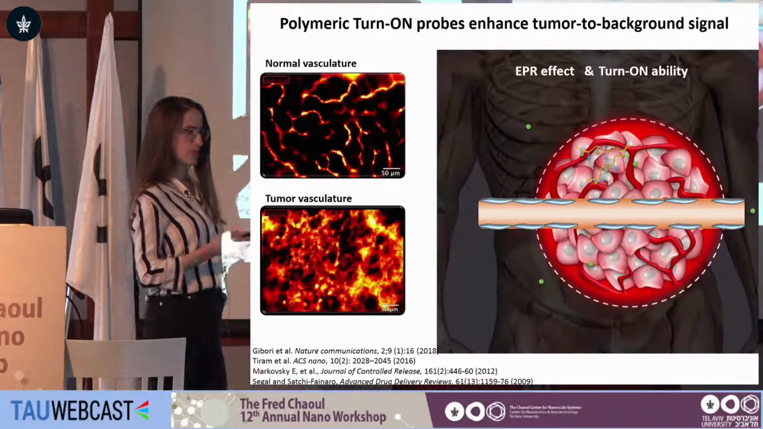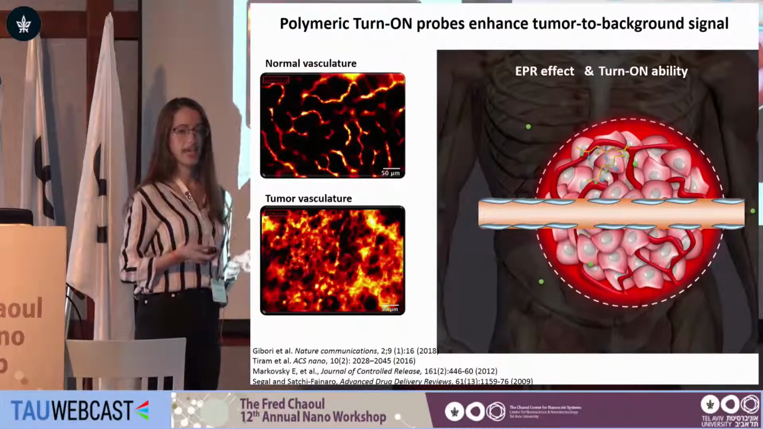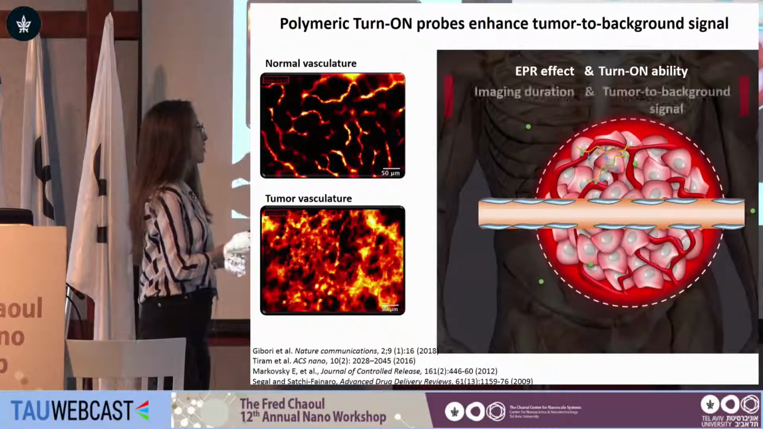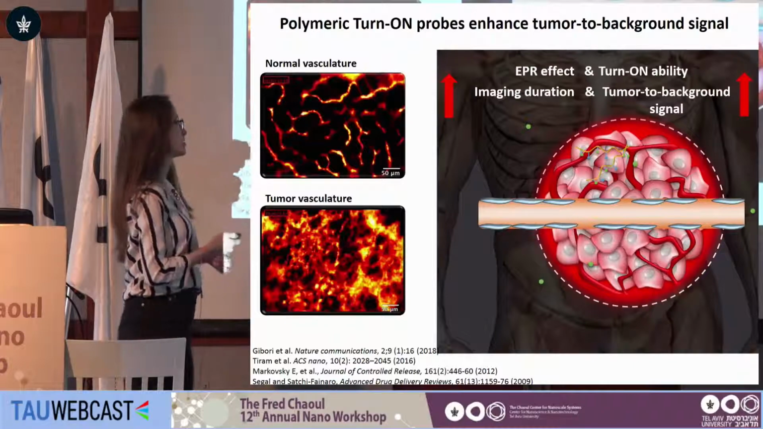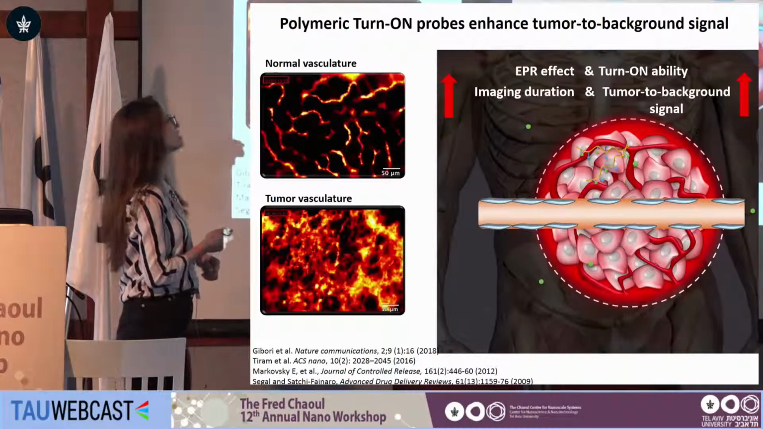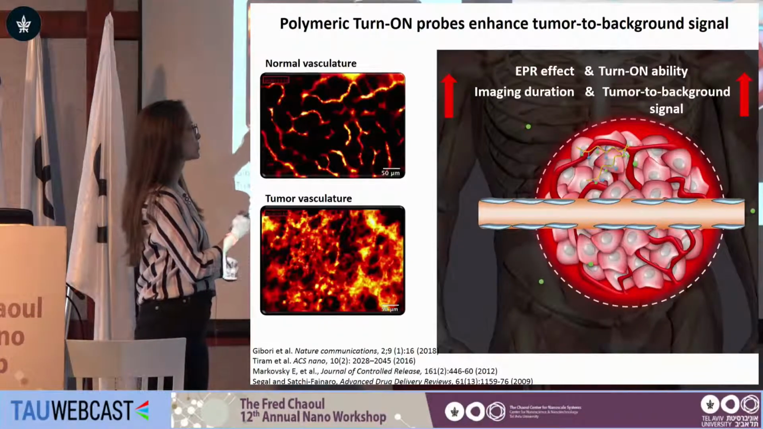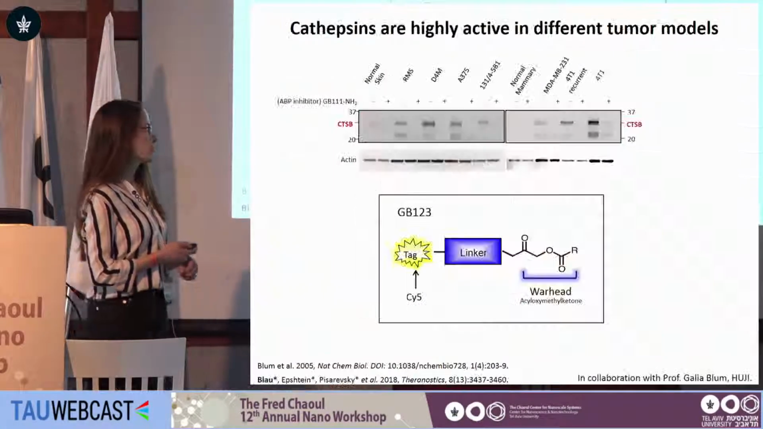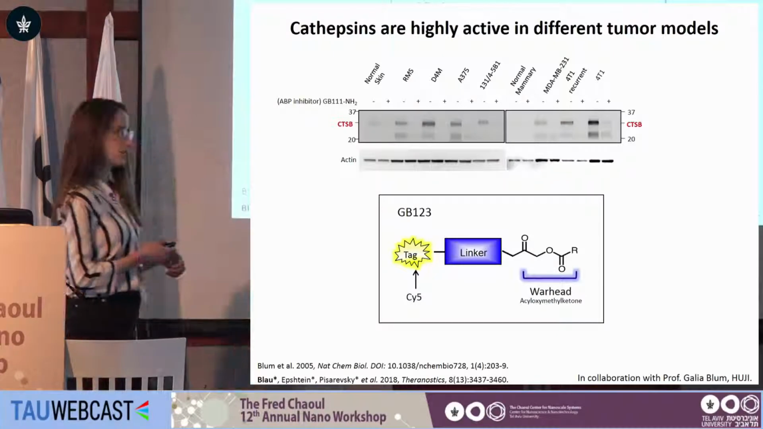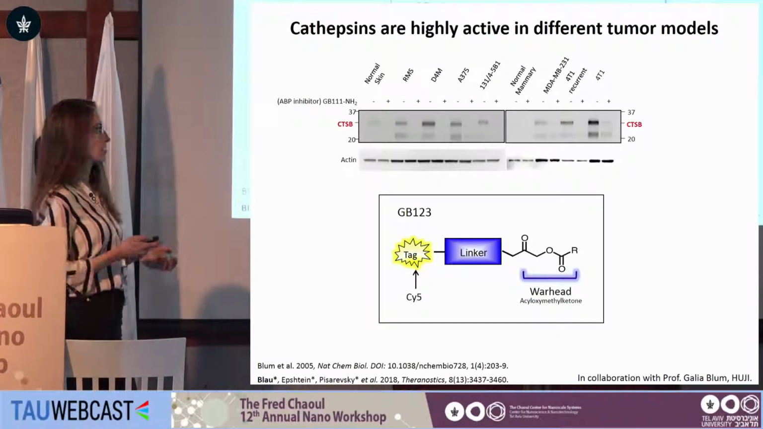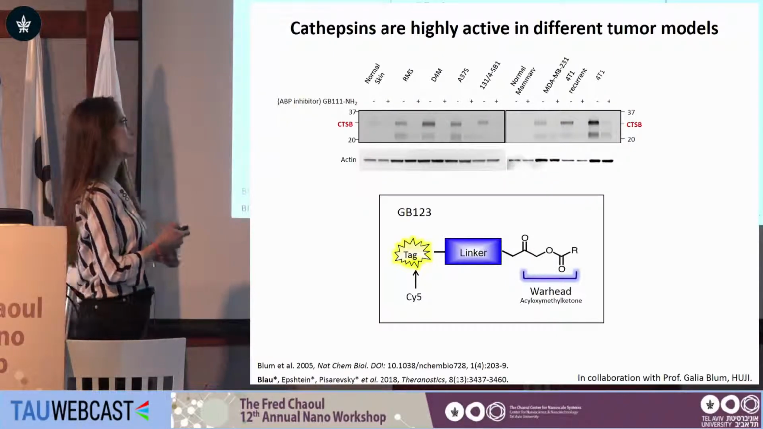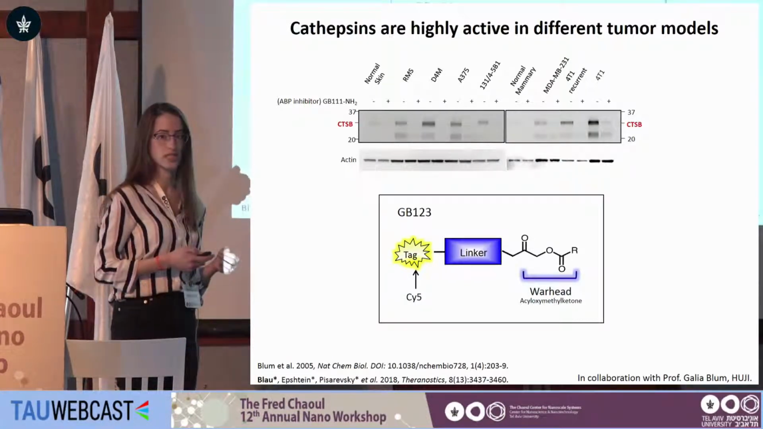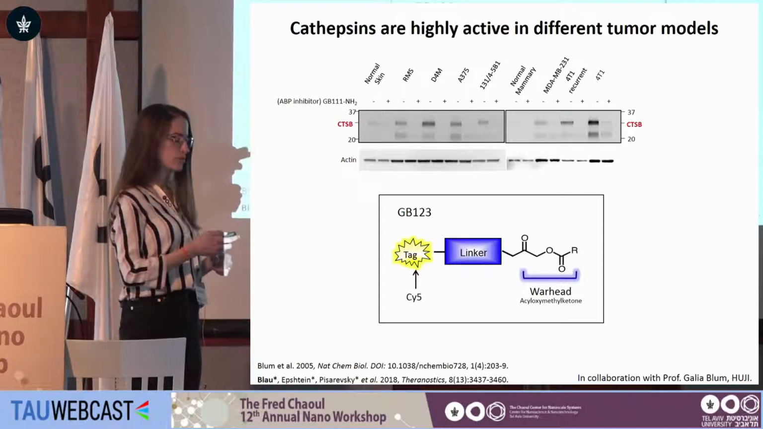And we can obtain this activation by certain enzymes or analytes that are overexpressed in the tumor tissue. So with these two features, we can obtain both prolonged imaging duration and higher tumor-to-background signal. So for the enzyme that will activate our probes during the image-guided surgery, we focused on cysteine cathepsins, which are known to be overexpressed and highly activated in many tumor types.